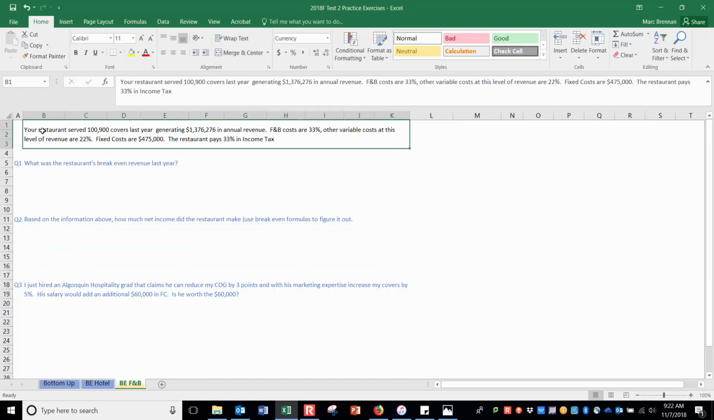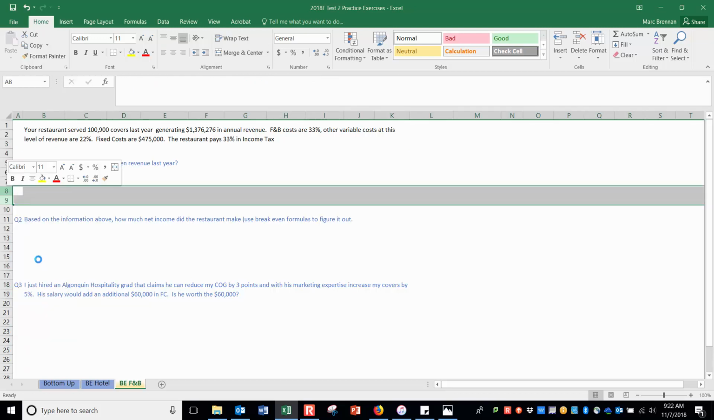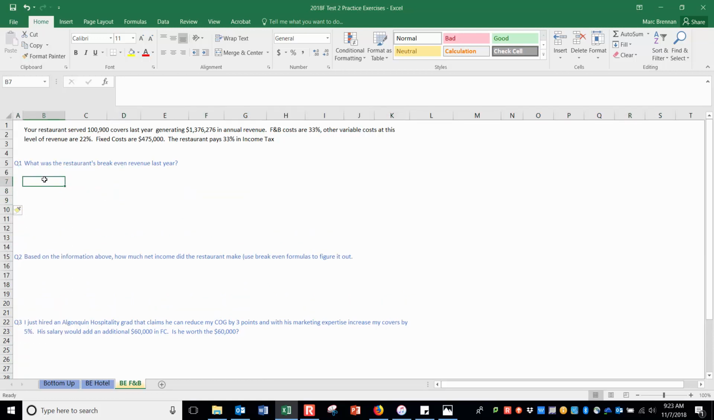So, your restaurant served 100,900 covers last year, generating $1,376,276 in annual revenue. Food and beverage costs are 33%. Other variable costs at this level of revenue are 22%. Fixed costs are $475,000, and the restaurant pays 33% in income tax. So the first question is, what was the break-even revenue for this restaurant last year?